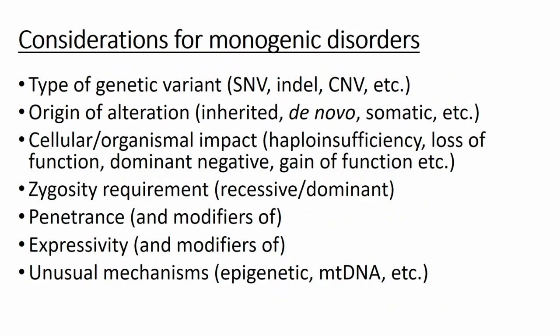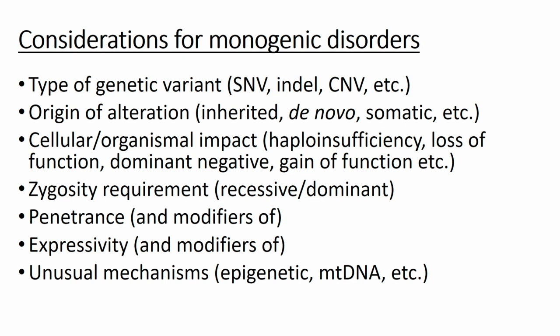Some other considerations that we want to take into account for monogenic disorders are the types of variation that can cause those conditions, and it's a very broad range from small single nucleotide variants to large copy number variants and so forth. The origin of those alterations can be inherited, they can be de novo, they can be somatic mutations that happen, such as in cancer, but also in some of the brain disorders that you'll hear about later.